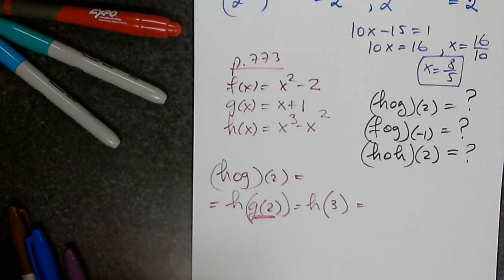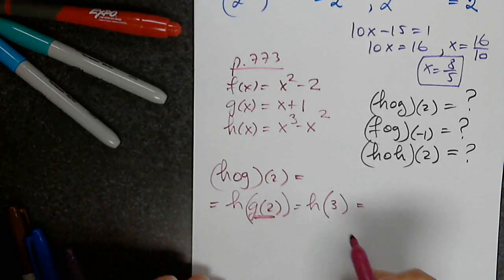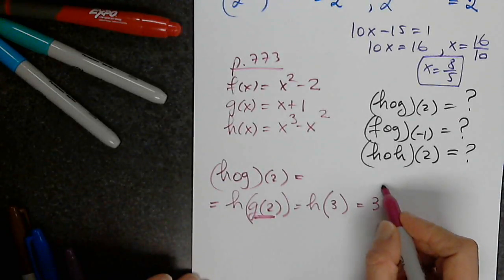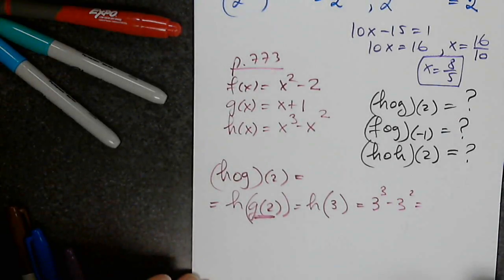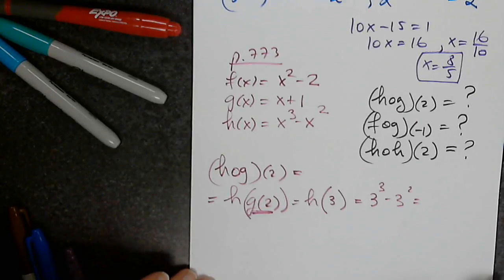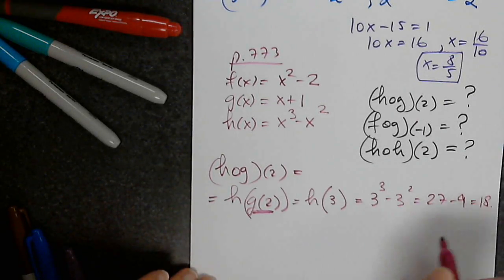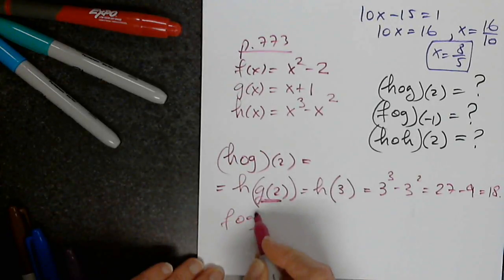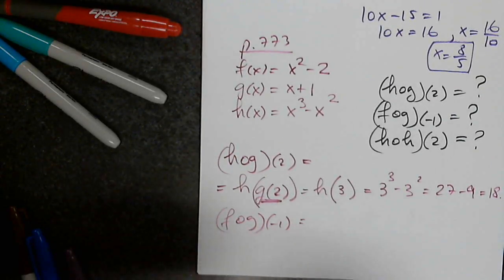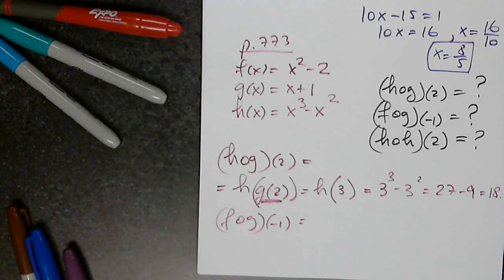I have to determine, yes, Becky? Yes, so I have h of 3, right? Which is 3 cubed minus 3 squared. And the solution is? Excellent. Good. So let's find f comp g of negative 1, and then h comp h of 2. Awesome. And I'll put my attendance in.